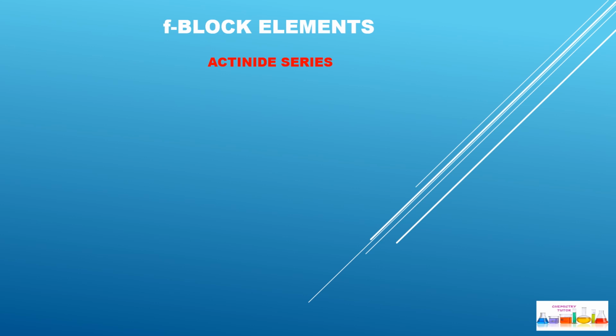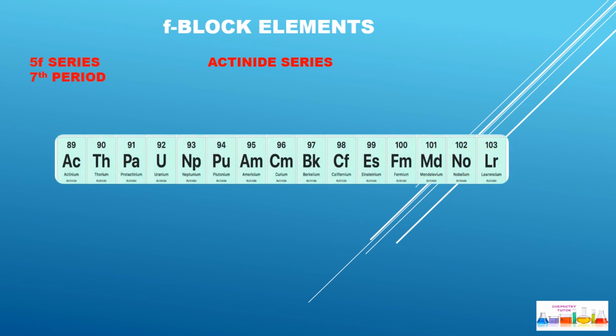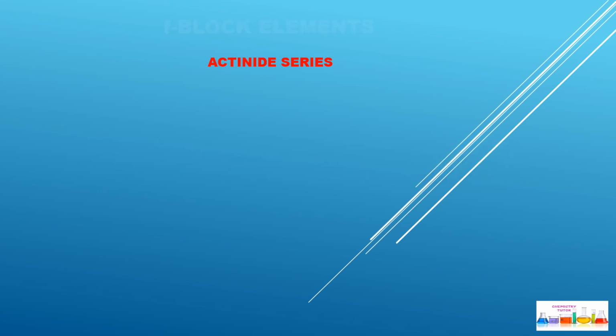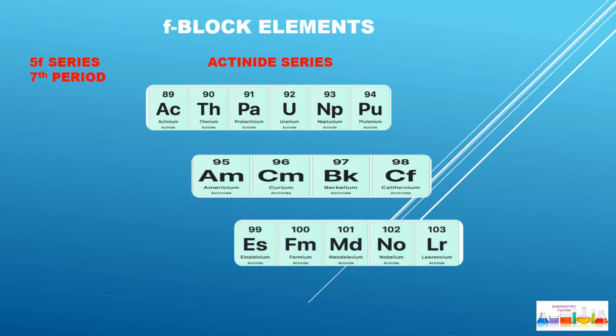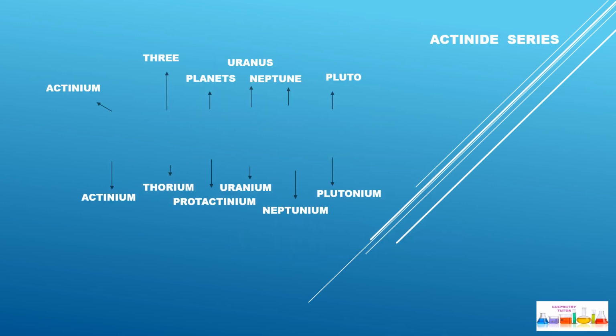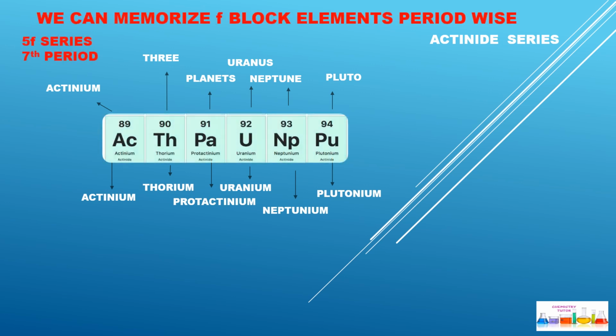The second series of F block elements is the actinide series, which is the 5F series of the 7th period. We will break this actinide series into 3 parts so it will be easy to remember. Here is the first part of the actinide series.